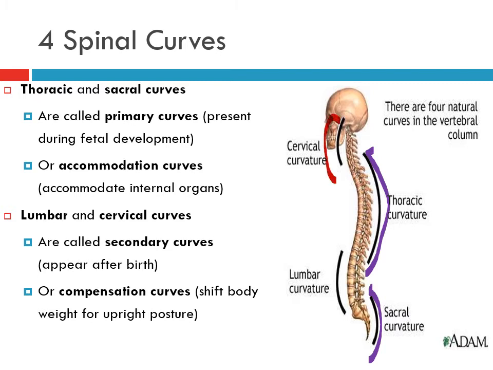The cervical curvature and the lumbar curvature are secondary curves because they develop after birth. As you start to sit up and then stand up, they develop in order to allow you to walk on 2 feet and keep your head level. So they're also called compensation curves because they're compensating for the weight of your body and allowing you to be in an upright posture. So do know the difference between which curves are the primary curves and which curves are the secondary curves.